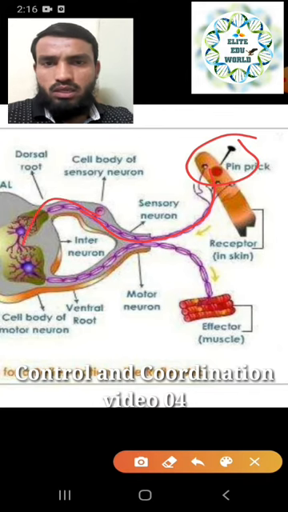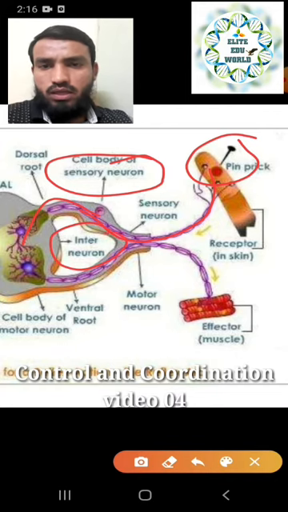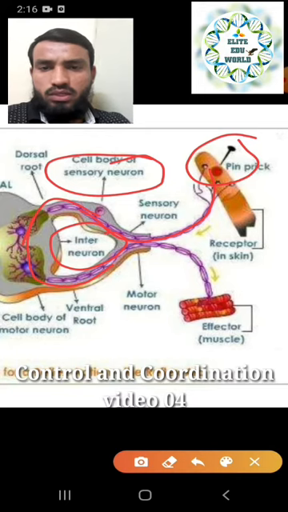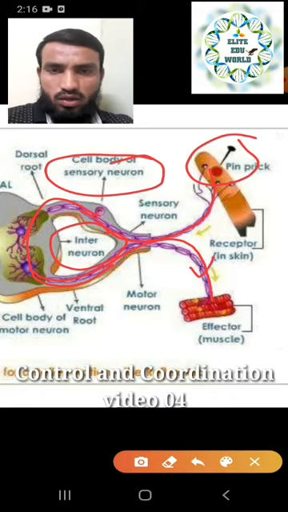This part is a cell body of the sensory nerve, you can see here, and this part in the spinal cord is called the interneuron, because here the sensory nerves are attached to the motor nerve. From this region the motor nerve will take the message from the spinal cord and reach up to our muscles, that is called the effector or muscles.